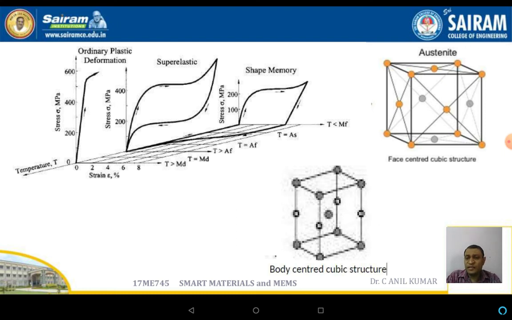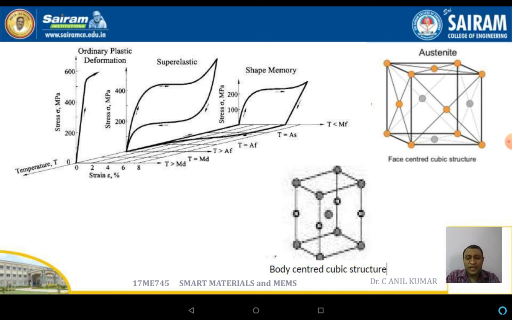The ordinary plastic deformation in the stress strain curve is only linear, followed by the yield point. But in the case of superelasticity, the entire material behaves like a hysteresis. In the case of the shape memory alloy, it starts from the origin and reaches a maximum position, and once the material is unloaded, it returns to the origin position. But even then, some amount of strain is retained in the material.